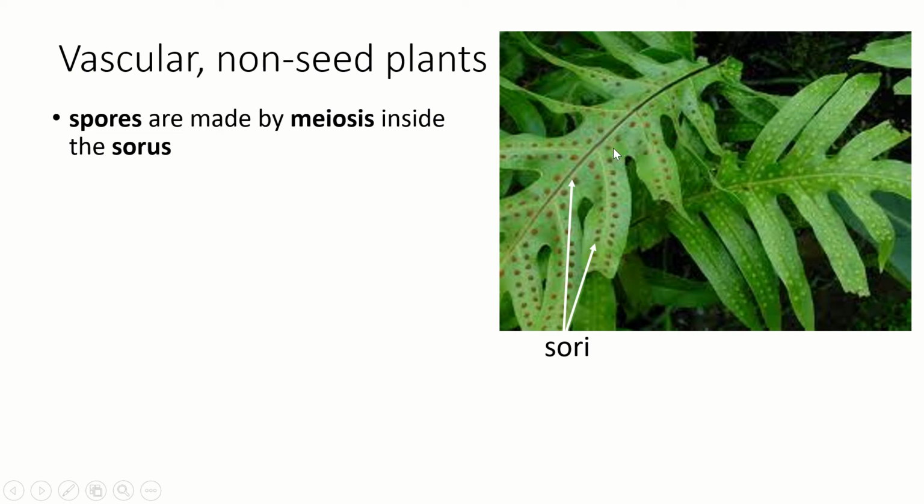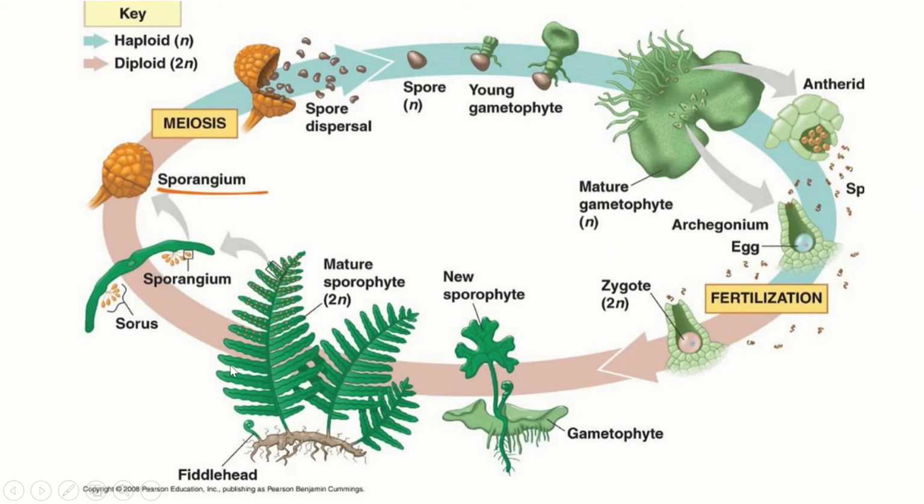So this main plant is the sporophyte. It is diploid. And the spores are doing meiosis. The sori are where meiosis is happening inside, and they're producing spores, and then those spores will create the next generation. So this is what the fern life cycle looks like.